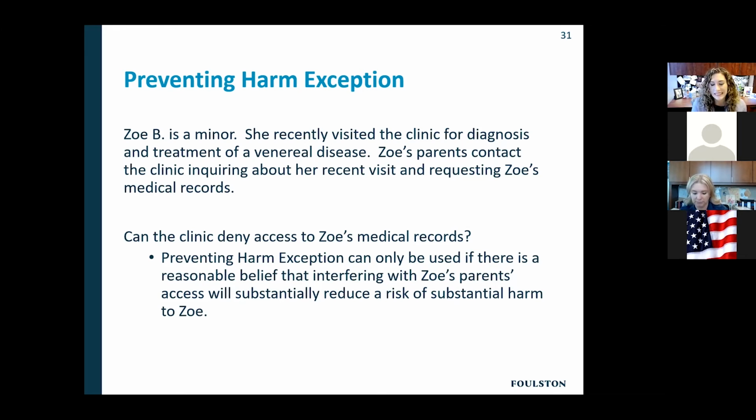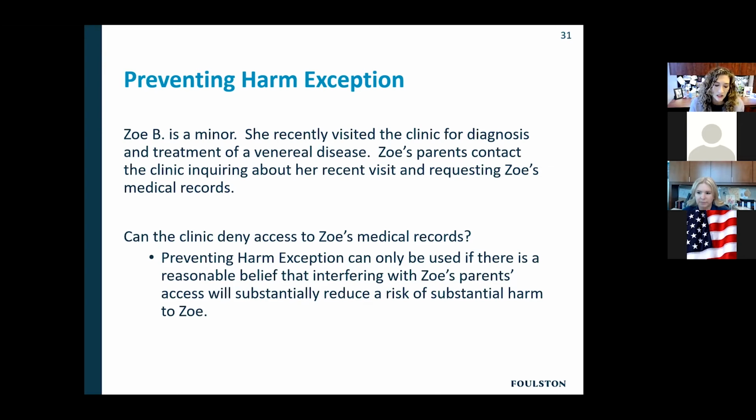The other idea is that this risk of harm is defined as life or physical safety, and so emotional harm does not fall into this. So the fact that someone might be emotionally traumatized by her parents finding out would not meet that life or physical safety piece of it.